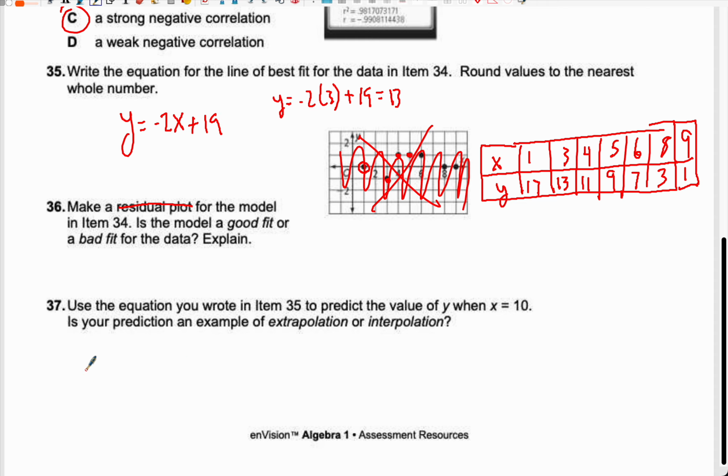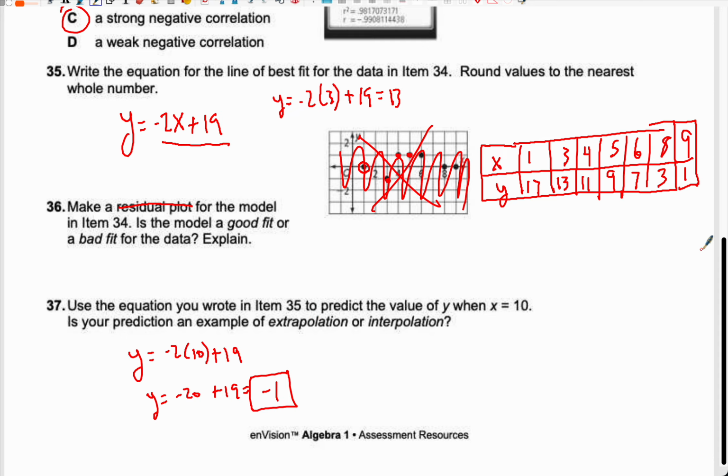All right. Use the equation you wrote in item 35 to predict the value of y when x equals 10. So we wrote this equation back here, y equals negative 2x plus 19. We need to predict what y will be when x is 10. Show your work. y equals negative 2 times 10 plus 19. So y equals negative 20 plus 19 equals negative 1. So negative 1 is my prediction. And then they ask, is it an extrapolation or an interpolation?